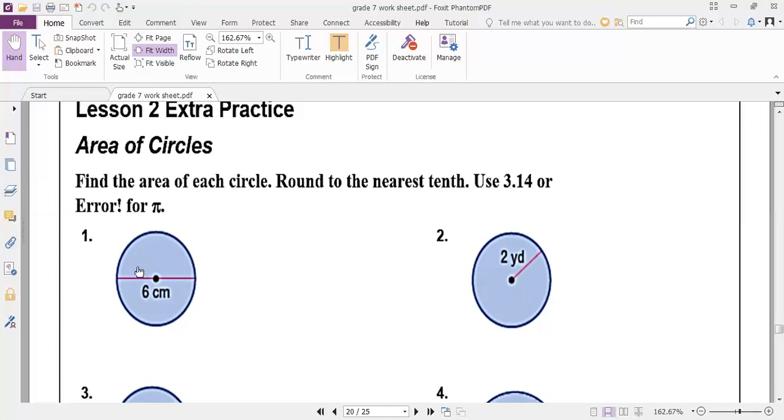If it gives me the diameter is equal to 6, what do we do in this case? Firstly, I will divide the diameter over 2. So the radius is equal to the diameter divided by 2. 6 divided by 2 is equal to 3. So the radius here is 3.